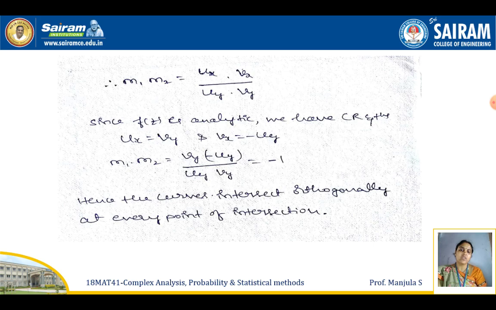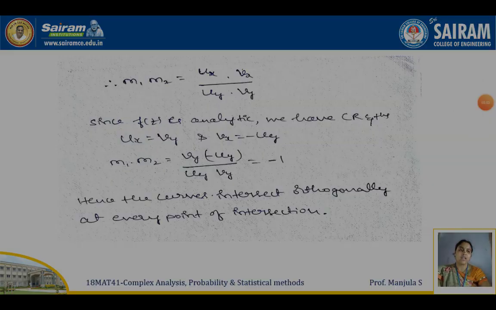Here some of the terms will get cancelled. I think the uy term will get cancelled. Similarly vy also will get cancelled. The rest of the term is only minus 1. So finally we got the solution: m1 into m2 will be minus 1. So this is our required result. Hence we can give the conclusion that the curves intersect orthogonally at every point of intersection. So we proved the result in the Cartesian form.